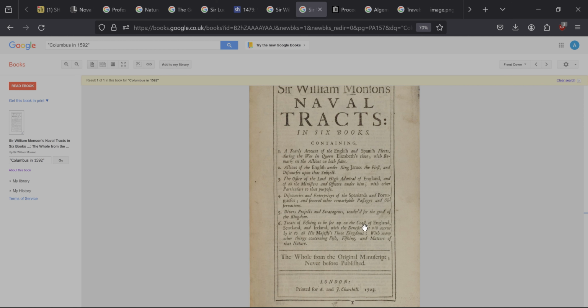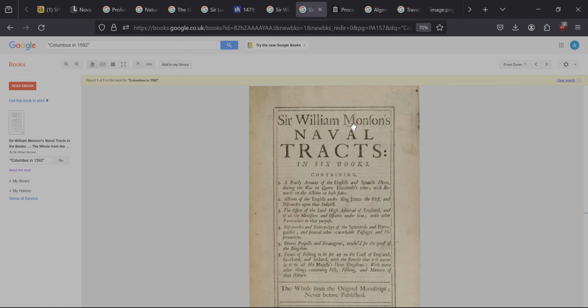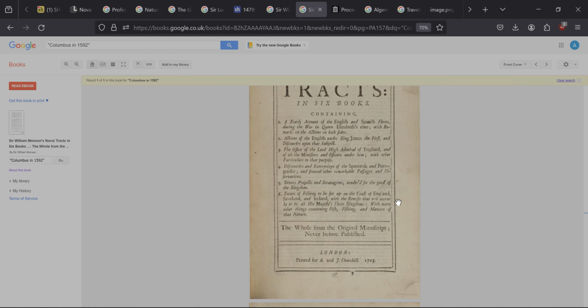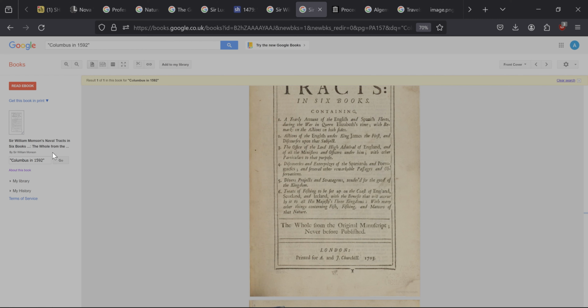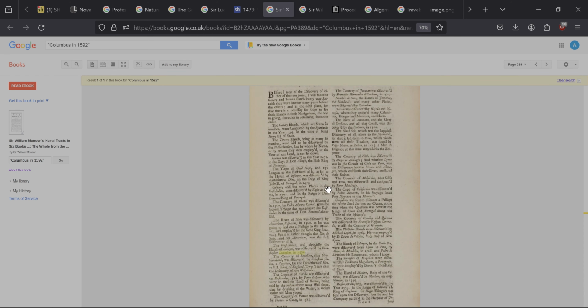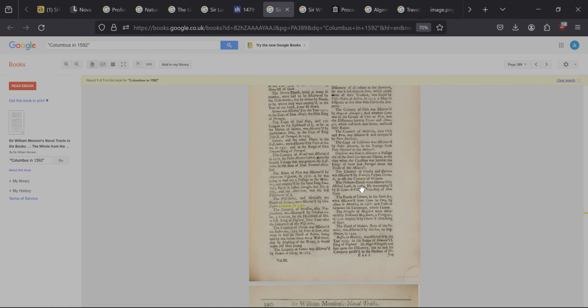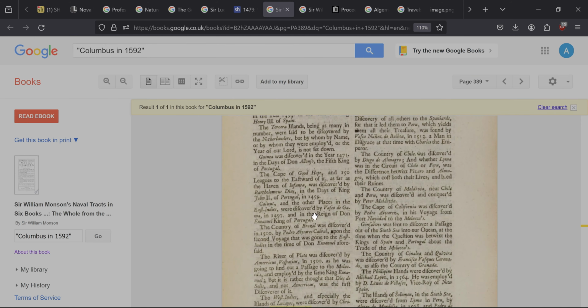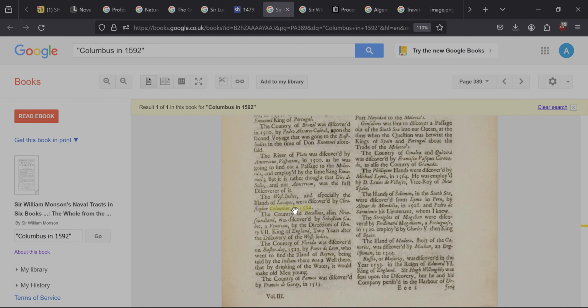So let's have a look in this book. This one is called Sir William Monson's Naval Tracts, and it's from 1703. And if we come to this page 389, you can see down here it says, "The West Indies, and especially the islands of Lucaos, were discovered by Christopher Columbus in 1592." So once again, the West Indies were discovered by Columbus in 1592.